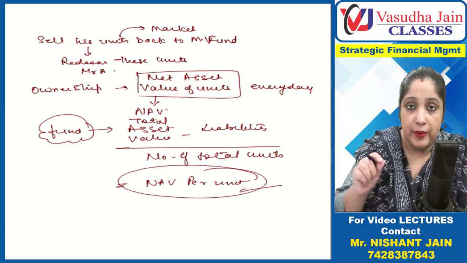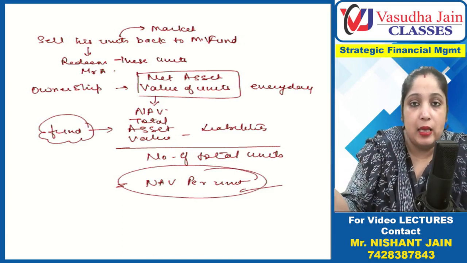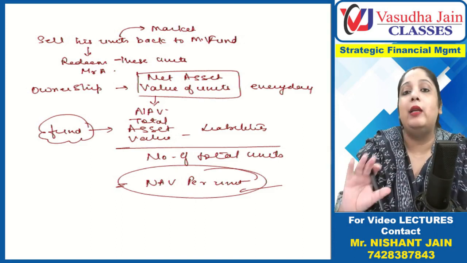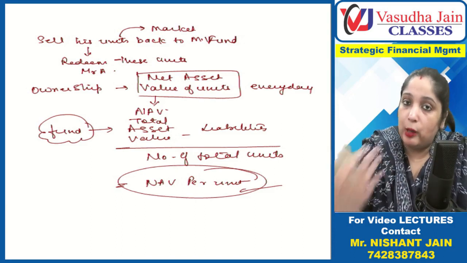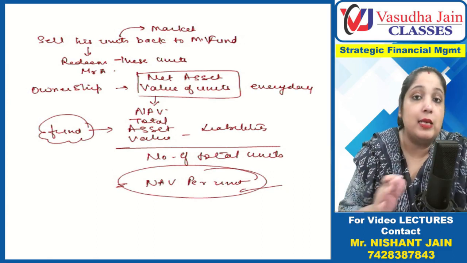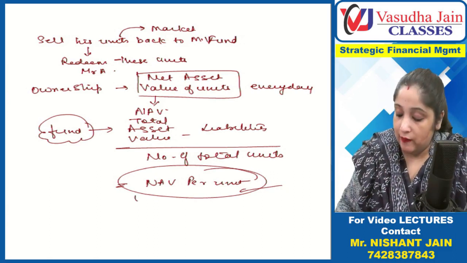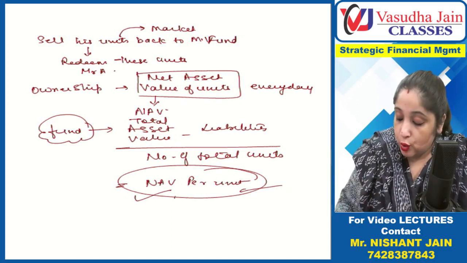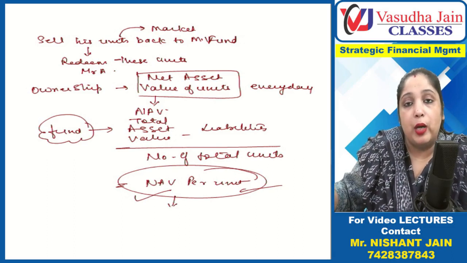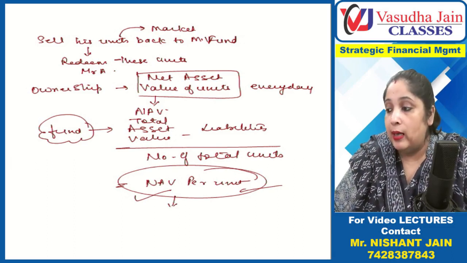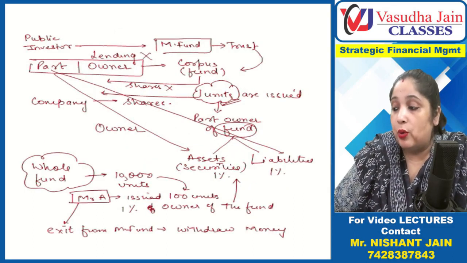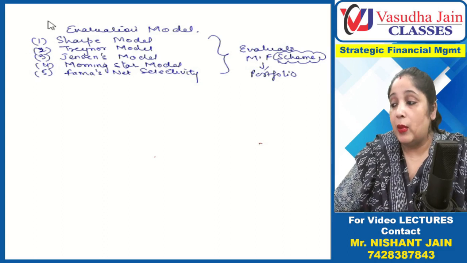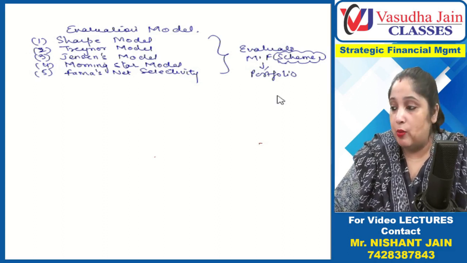This is the rate of one unit, like a share price. If you want to exit the mutual fund, you have to sell your unit back to the mutual fund or in the market, whatever is allowed, and you will get the value as per NAV per unit. So you have to learn the net asset value per unit computation, which is very important. It has some important points that you have to notice, and also you have to learn the evaluation model. So first I'm going to start with the evaluation model.